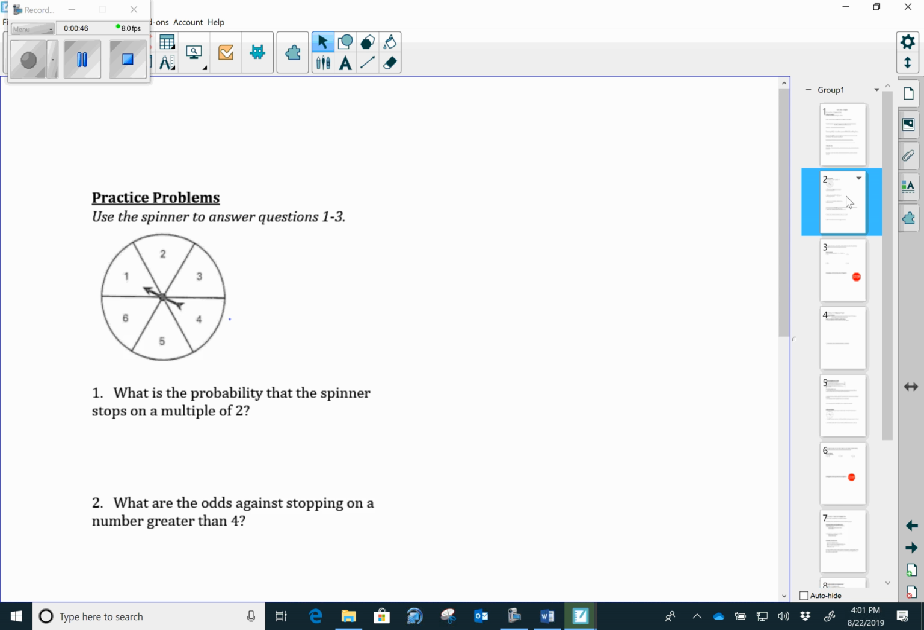So look at the choices given. How many spaces are there in the spinner? And then decide. So think of multiples of 2. There's 6 places where the spinner can land. Multiples of 2 would be 2, 4, and 6. There are 6 possible outcomes, so the answer would be 3 out of 6. And if you simplify that, that would be 1/2.